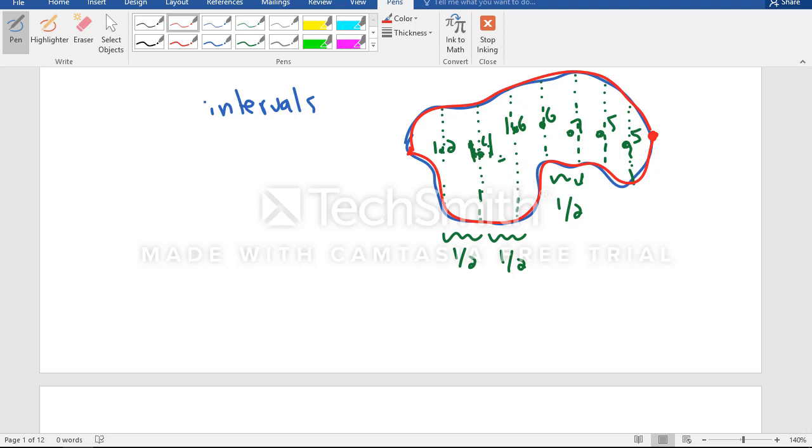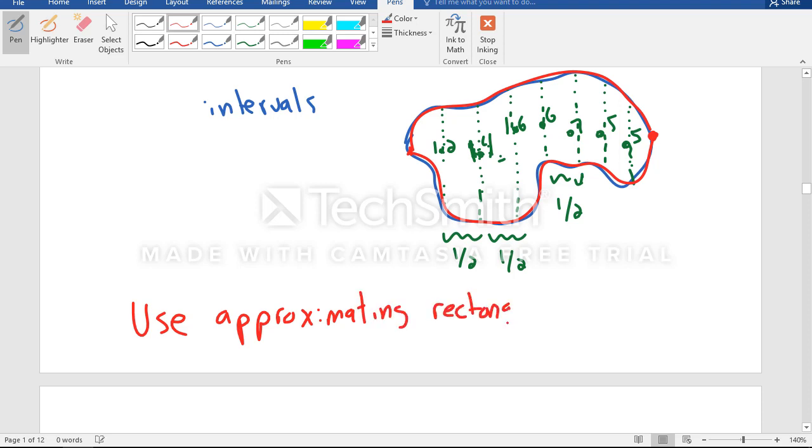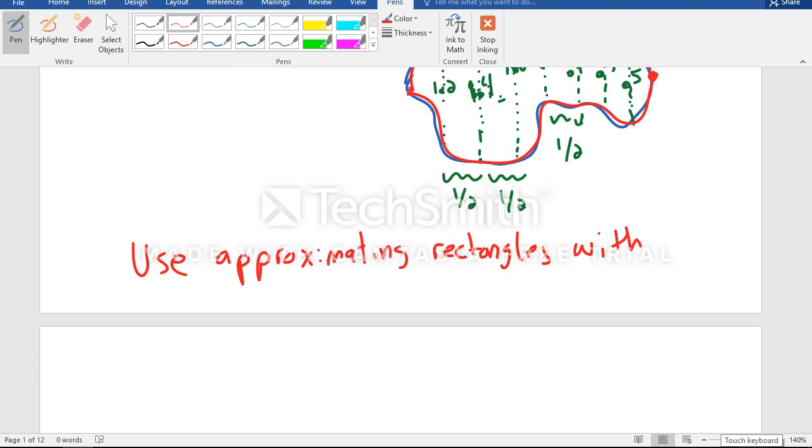Let's suppose the instruction said to use approximating rectangles with midpoints to estimate the area of the lake. With midpoints to estimate the area of the lake.